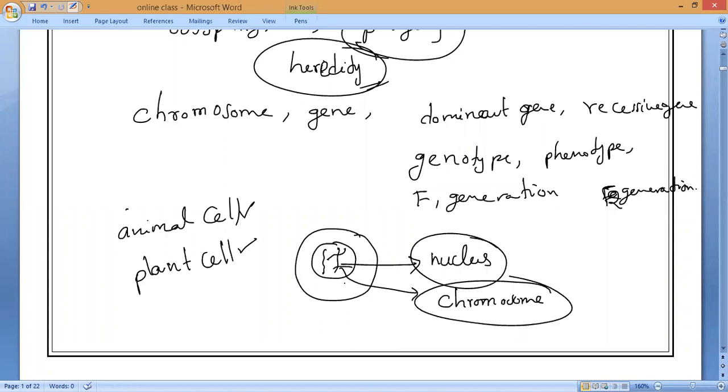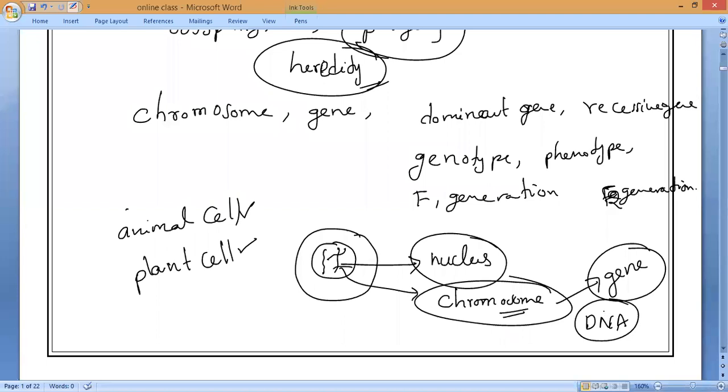A chromosome is a thread-like structure in the nucleus of a cell, formed of DNA, which carries the genes. That is what is called a chromosome. So a chromosome is a thread-like structure which has DNA. DNA, I think you all know. What is DNA? Anybody? Deoxyribonucleic acid.